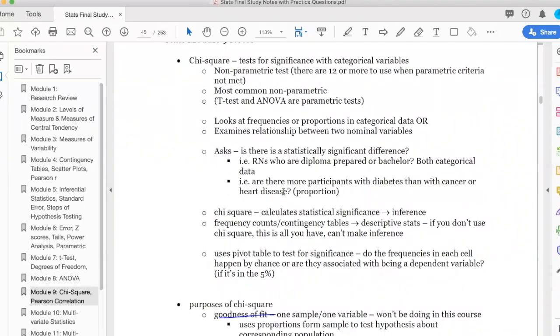how often something is showing up, right, in categorical data. So you've got two nominal variables or a nominal and an ordinal.